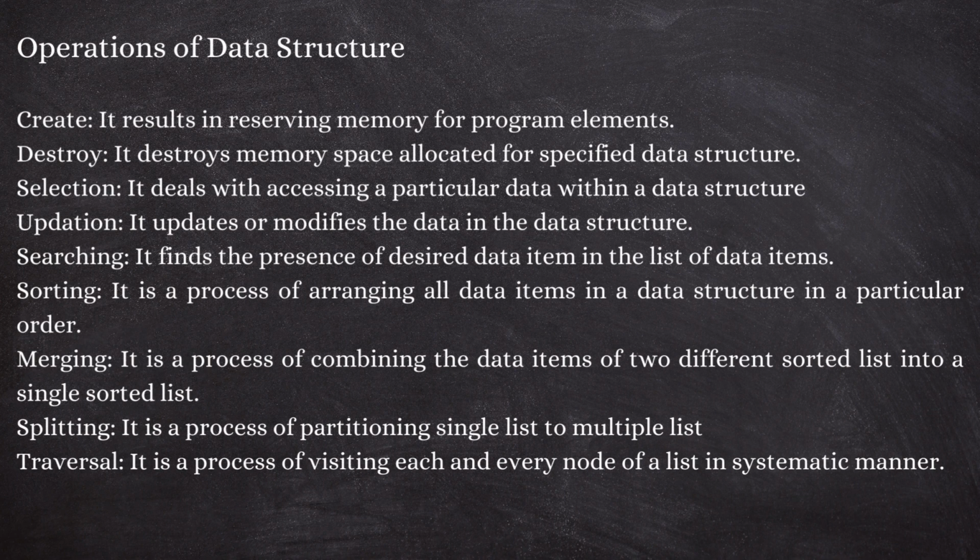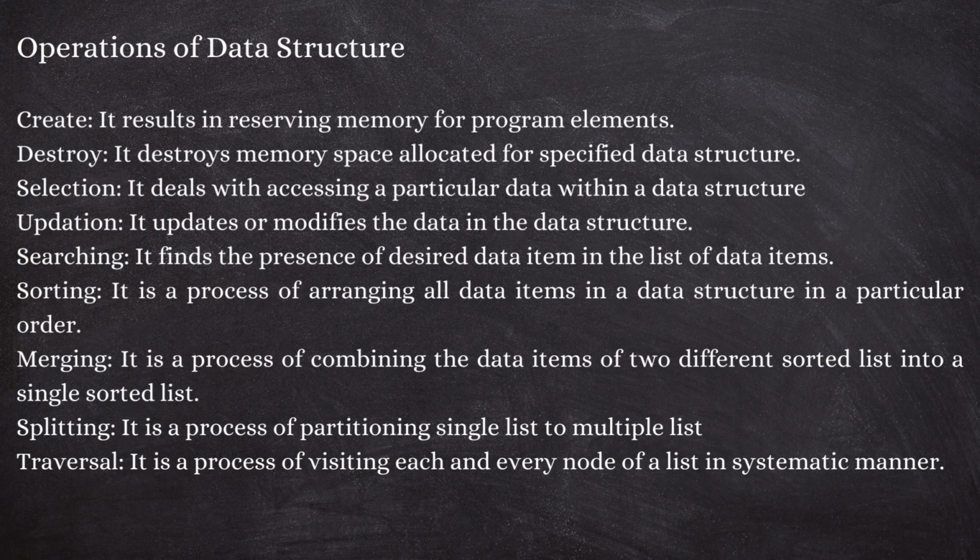Operations of data structure. Create, it results in reserving memory for program elements. Destroy, it destroys memory space allocated for specified data structure. Selection, it deals with accessing a particular data within a data structure. Updation, it updates or modifies the data in the data structure.